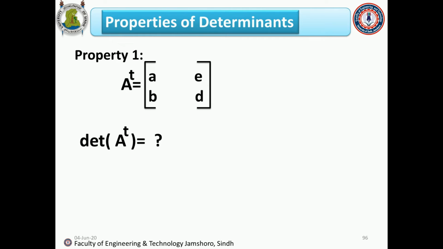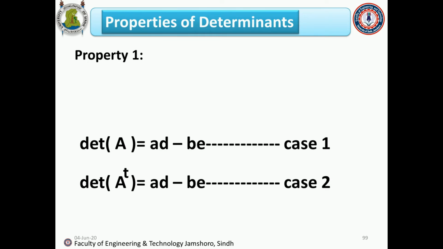Find the determinant of A transpose. I think you can easily give me the answer to that question: AD minus BE. So you find the determinant of A transpose as well. This is our case 2. If you observe case 1 and case 2, the answers are so similar. So the property says that the determinant of A is equal to the determinant of A transpose, the result will be the same. So this is property 1 and we proved it.